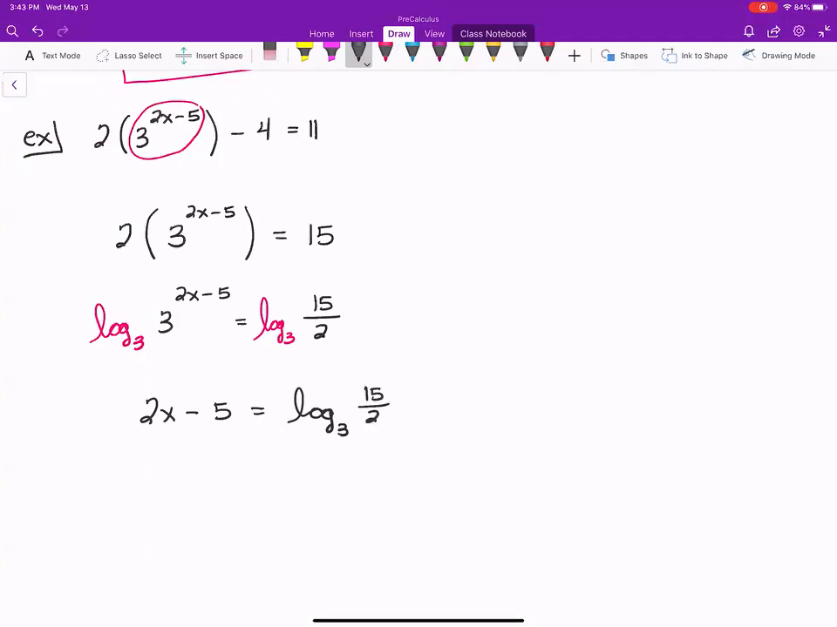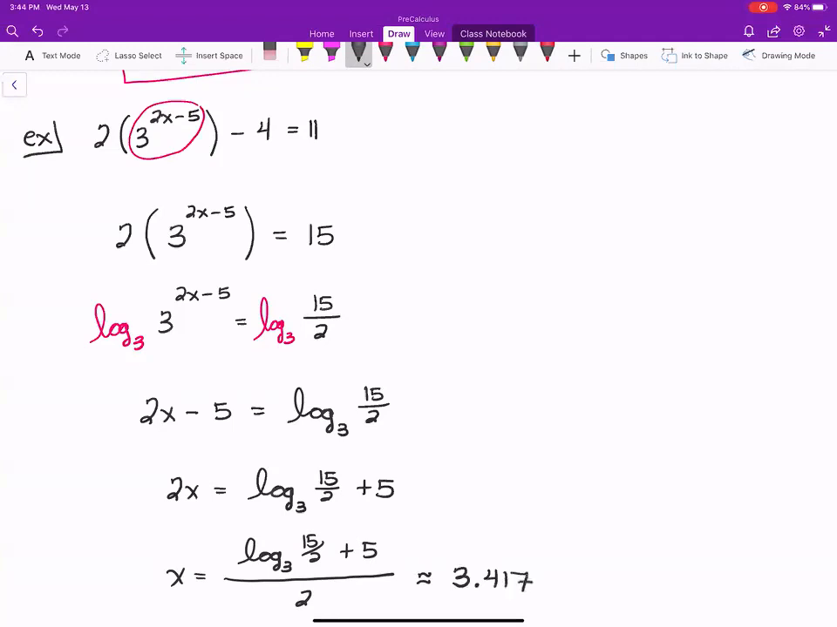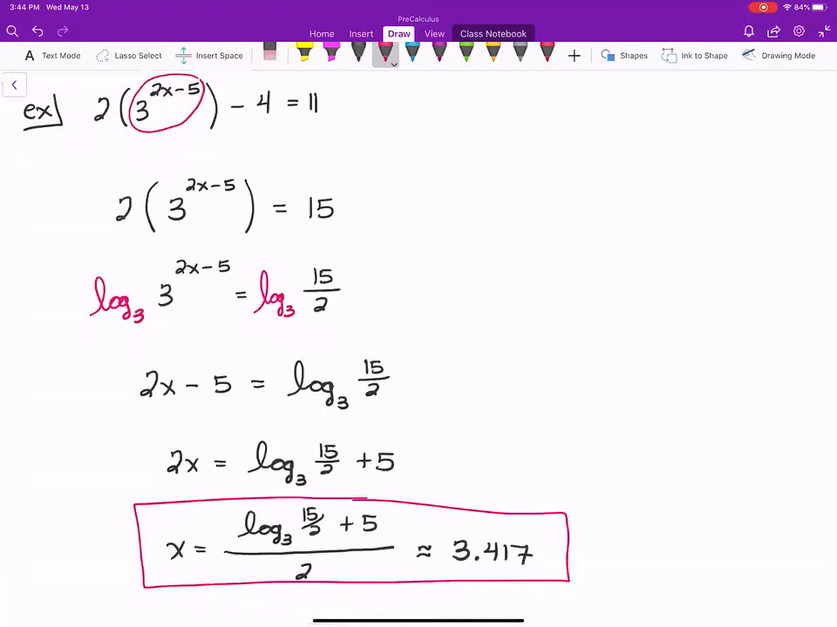Okay, we've got to finish solving for x. So I'm going to add 5 and divide by 2. So you'll get log base 3 of 15 over 2 plus 5, and then all of that will be divided by 2. So your final answer would be log base 3 of 15 over 2 plus 5, all of that divided by 2. Now that would come out to be, if you typed it into your calculator, approximately 3.417. But again, if it was a non-calculator question, which of course for you guys, you'll have your calculator the whole time, you might not have been able to just graph it in your calculator and go from there.